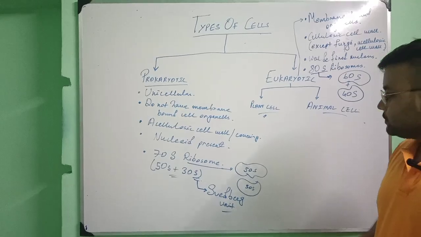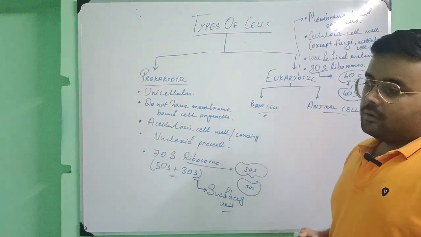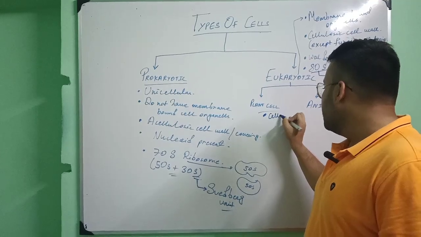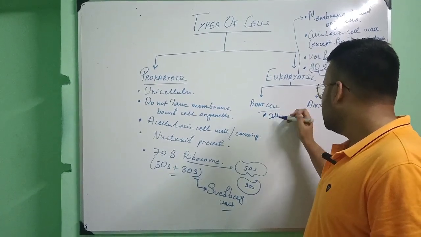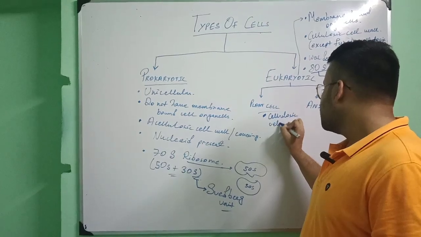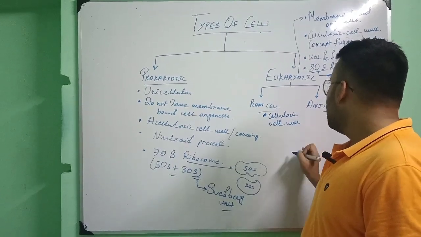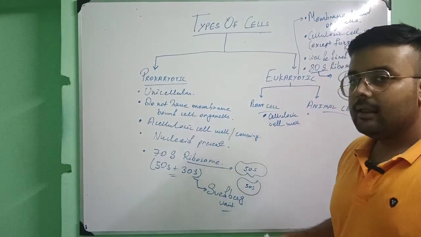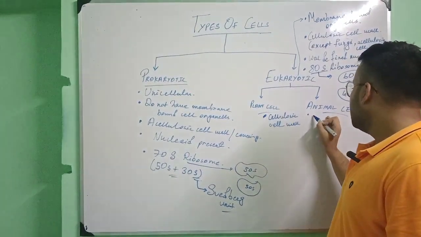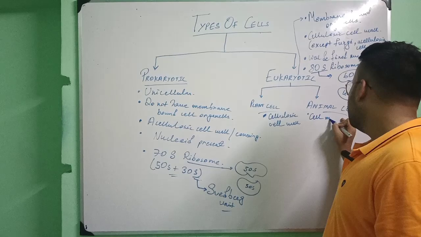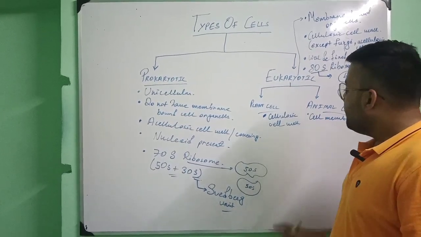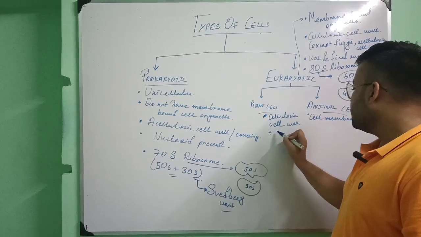What are those? Let's look into them. Firstly, a plant cell has a cellulosic cell wall. Animal cells lack that. Animal cells only have a cell membrane. Plant cells also have a cell membrane.